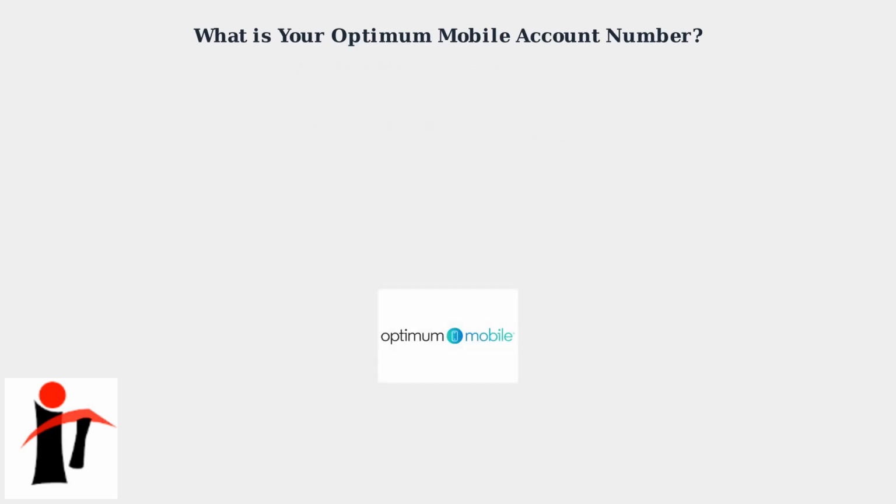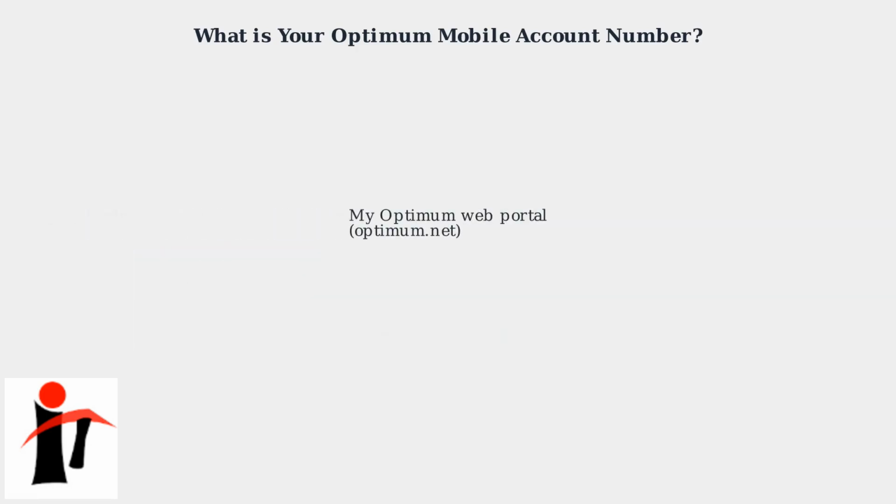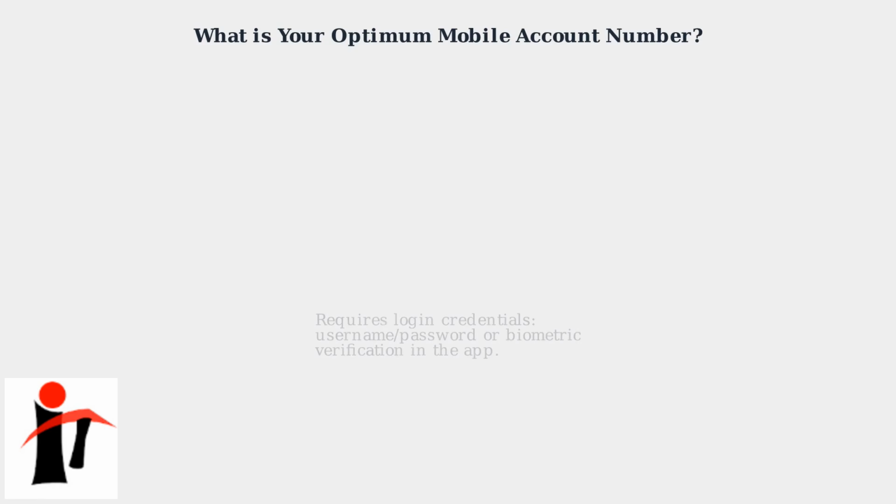The easiest ways to find it are through the Optimum Mobile app, available on iOS and Android, the My Optimum web portal at optimum.net, or on your paper or digital billing statements. Look for account number or billing ID on these documents. Accessing this information requires your login credentials, like your username and password, or biometric verification if you're using the app.